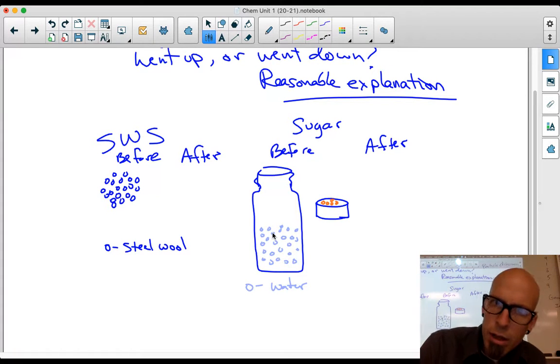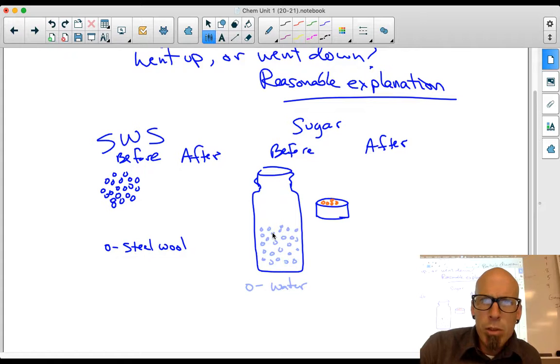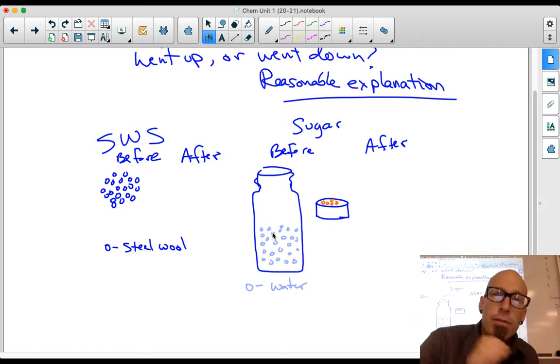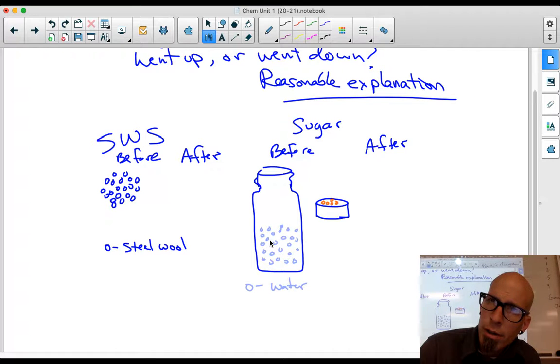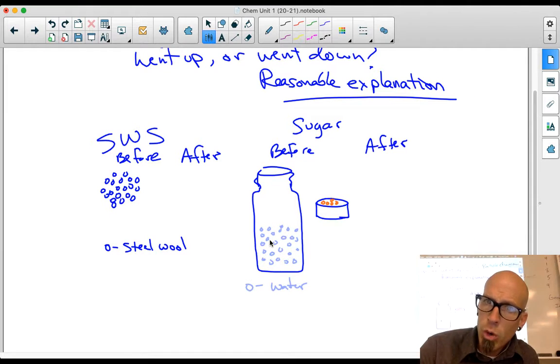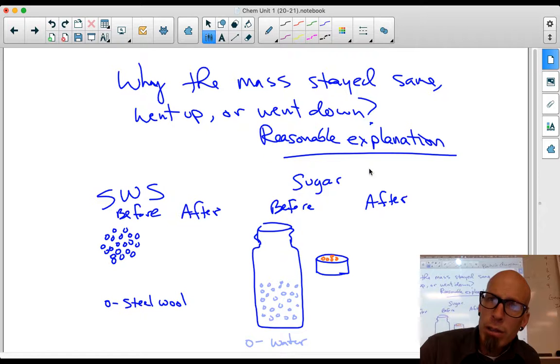In the vial. So that's kind of how the particle diagram thing should work. Okay? So for the 4 parts, you should have 4 different particle diagrams and a before and an after for each of them. And your particle diagrams should reflect and show how you answered this question.